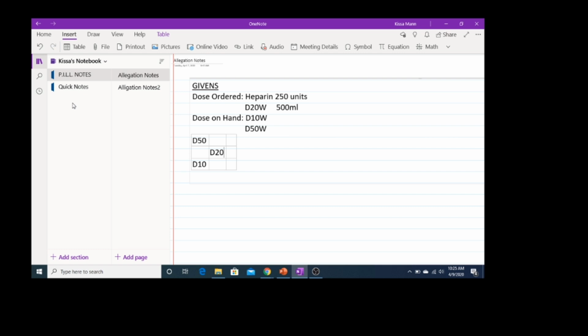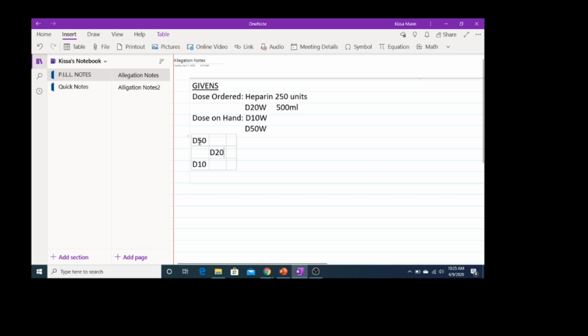Also, you may notice that I have a D in my values in the tables, and that D stands for dextrose. I like to leave my markers in my equation so I can follow along should I get confused, like where did this value come from? Well, if I keep my units and my markers within the equation, I can easily follow where these values came from. So right now I can easily see that the D50 came from my dose on hand and the D20 came from my dose ordered. Next, we solve for the equation.